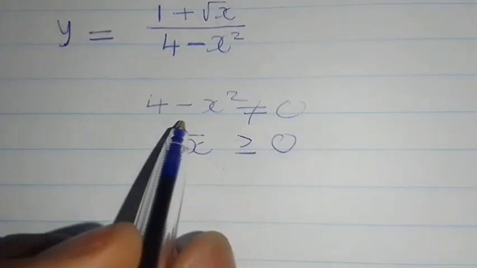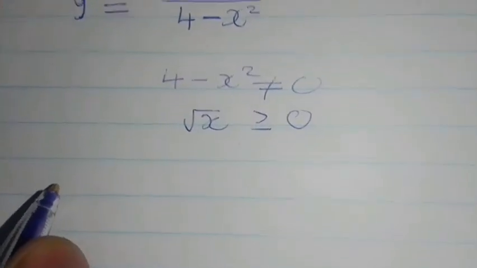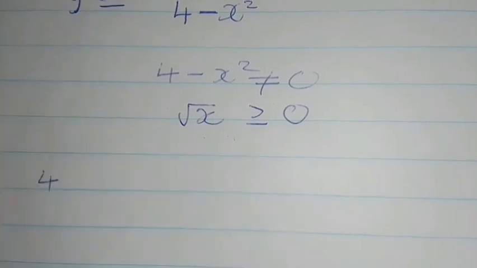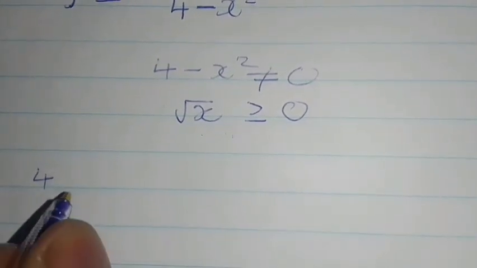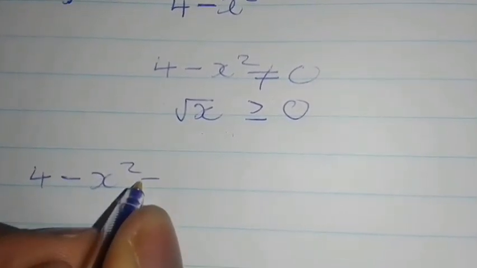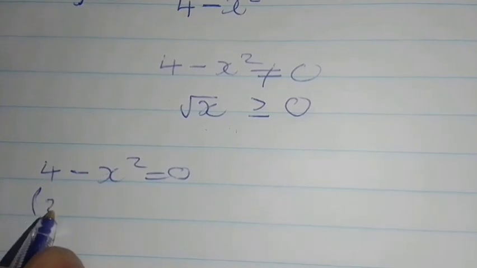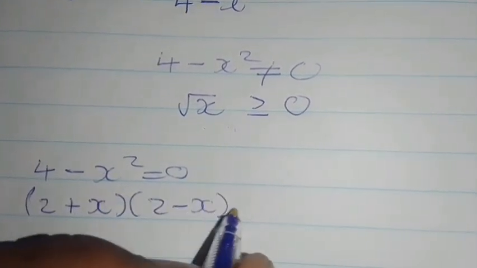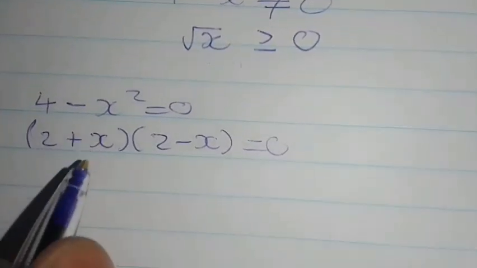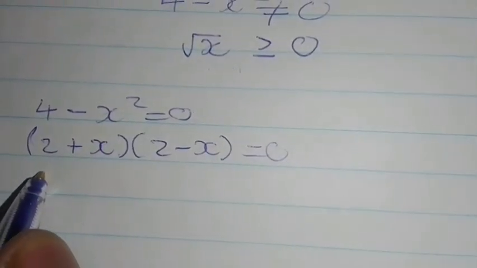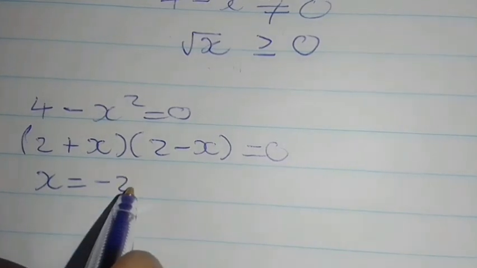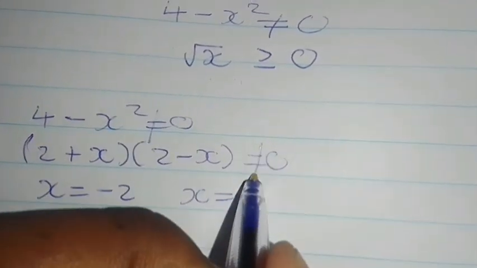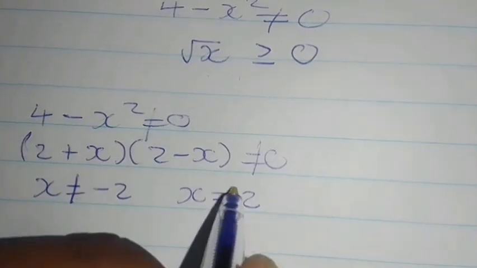First you solve 4 minus x squared equals 0. I know I said it's not equal to, but first you try to solve it as an equal sign. So you have 4 minus x squared equals 0. Then you can factorize this into (2 plus x)(2 minus x). Then from here you have a solution x equals minus 2, and a solution x equals 2. But this should not be part of the domain.